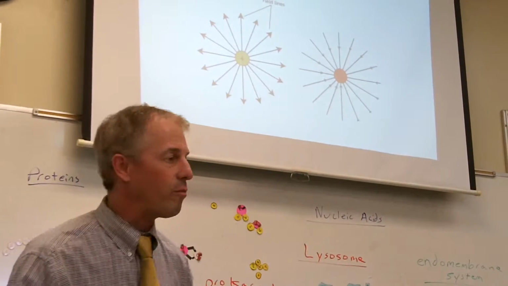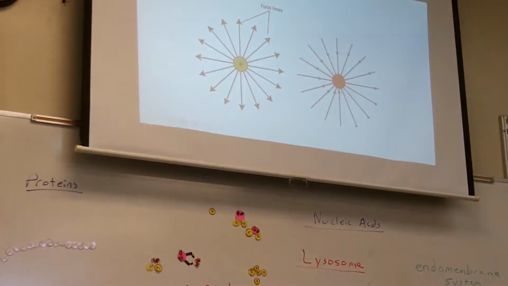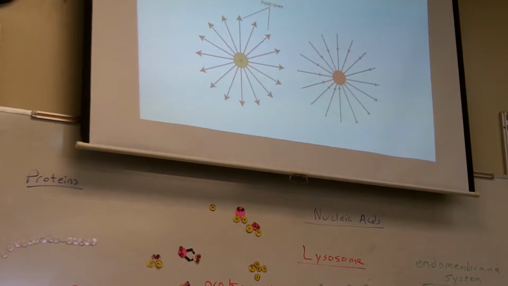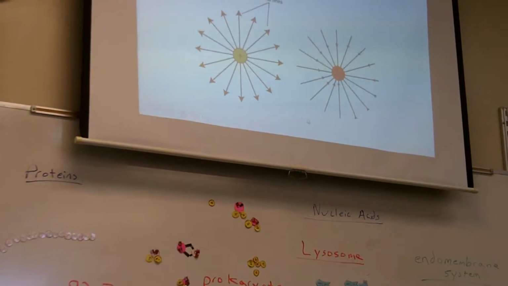Does the moon have an electric field? It does not, because it doesn't have much of a metal core, and it's also not spinning very fast, so it doesn't really have much of a magnetic field.